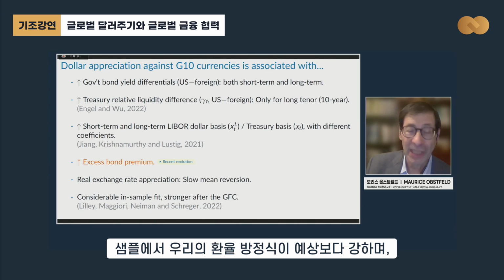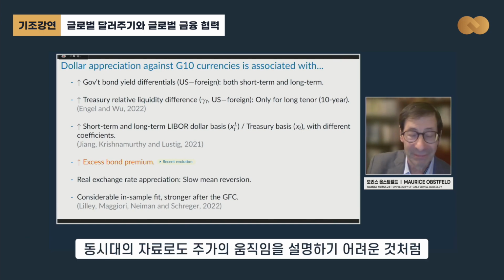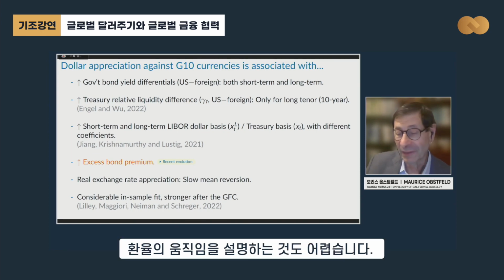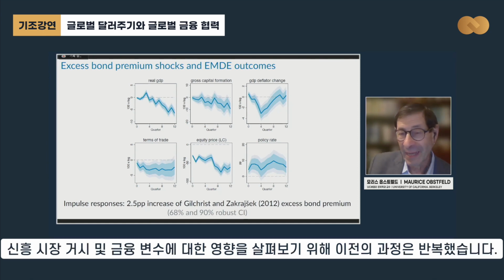We find that our exchange rate equations have a considerably stronger in-sample fit than you might expect, and especially after the global financial crisis. You can appreciate that explaining the movements in exchange rates is hard, just as explaining the movements in stock prices is hard, even with contemporaneous data. Given the importance of this Gilchrist and Zakrajsek excess bond premium, we repeated our earlier exercise to look at the effects on emerging market macro and financial variables.